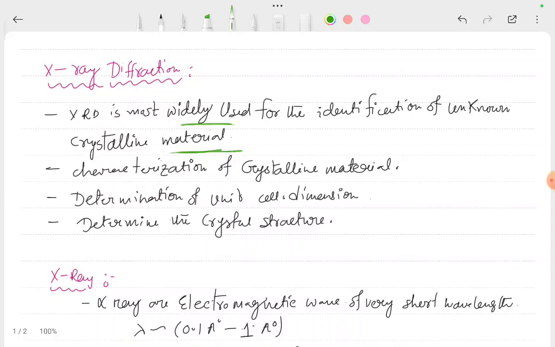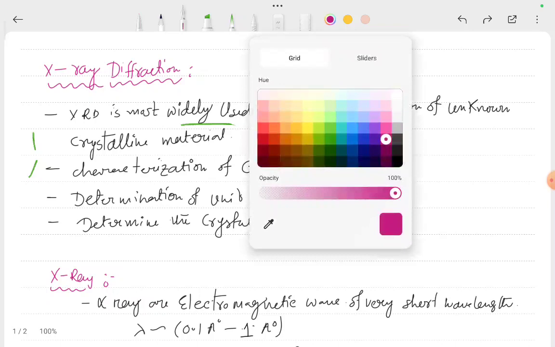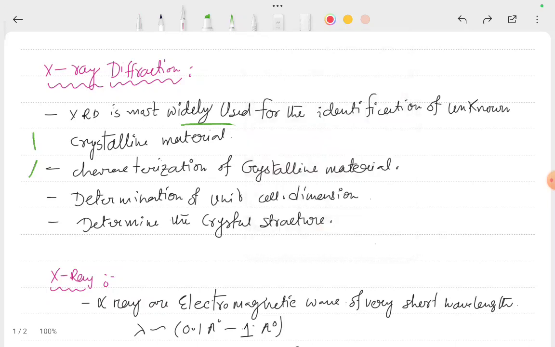of crystalline materials. Okay, next is to determine the unit cell dimensions. It's very important. Determine the unit cell dimensions. Next point is determine the crystal structures. So X-ray diffraction is basically used for those cases. Okay, X-ray diffraction is used for those cases. Yeah, that's fine.